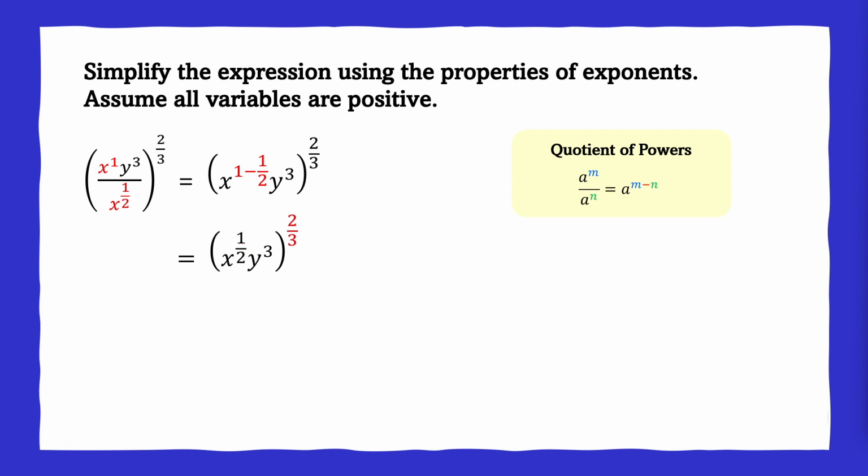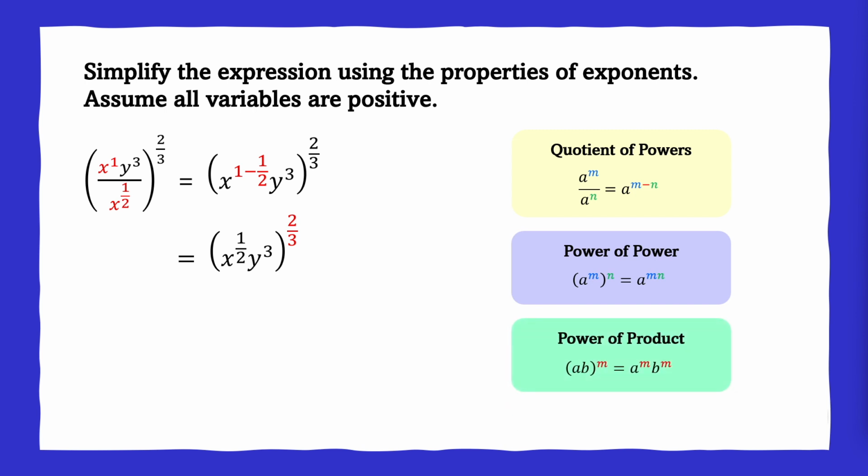Next, we have a power raised to another power, which requires the power of a power rule, where we multiply the outer exponent by the inner exponent. Since you're working with a product, the outer exponent is distributed to each factor. Applying this, we multiply the exponents for each term. This results in x to the power of 1/3 and y squared.